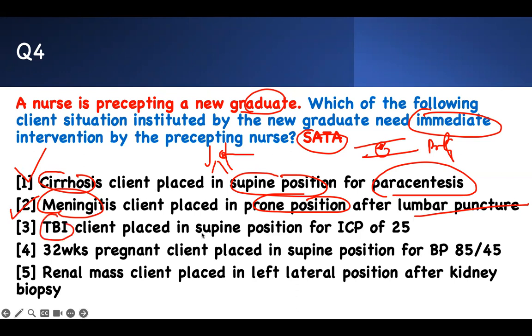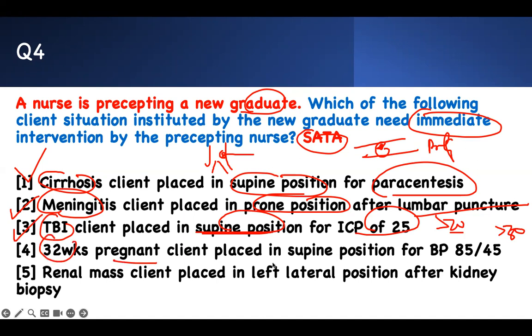TBI, severe brain injury. And your ICP is what? 25. And you are in a supine position. ICP greater than 20 is too high. We got to bring it down. How do you bring it down? Drain the brain of blood. So you put the patient's head up. At least 30 degrees is good. Supine, you're going to increase ICP.